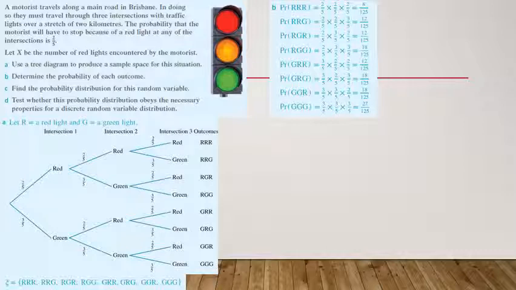B. Determine the probability of each outcome. So simply find them all right there. Remember, these are all independent events. Just because you stopped at the first traffic light doesn't mean you'll stop at the next one. So you have to multiply them. Alright, C. Find the probability distribution for this random variable.